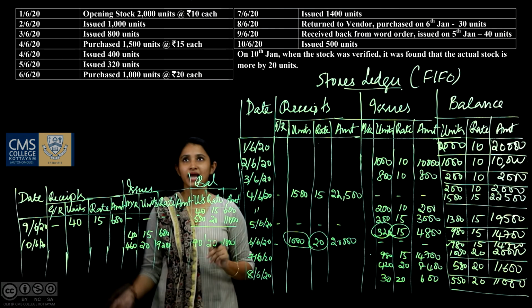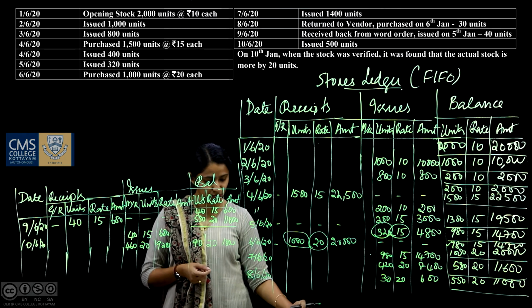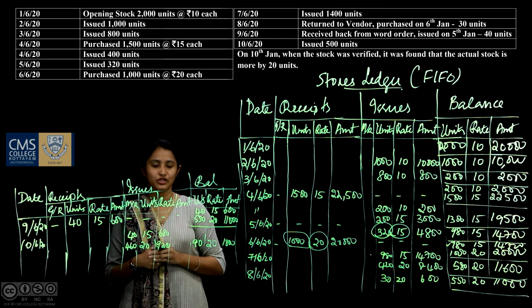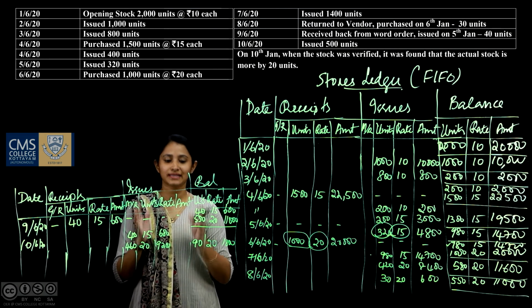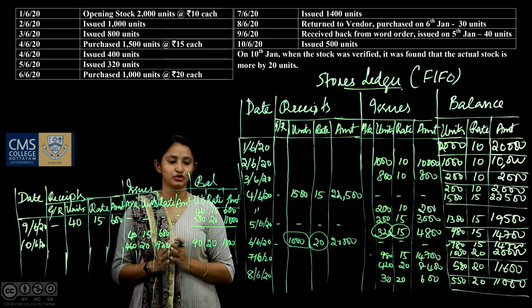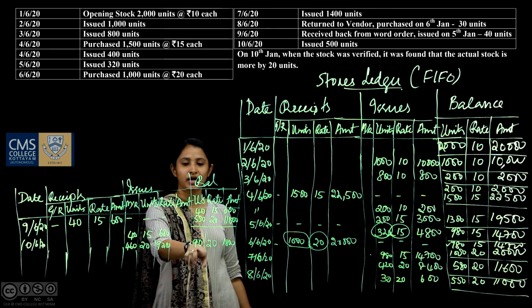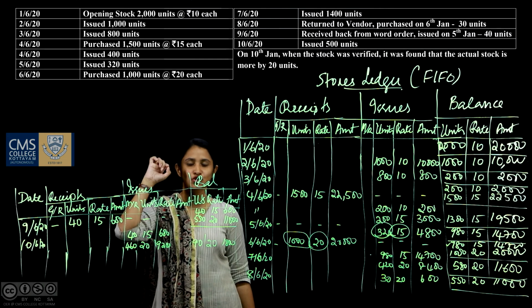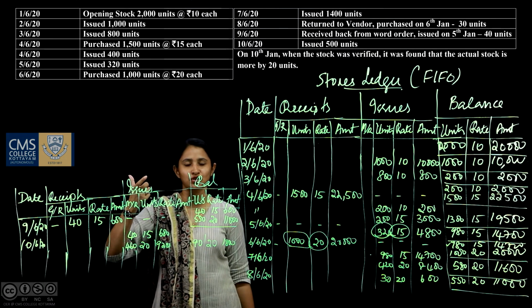And then in the last line, it is said that on 10th Jan, when the stock was verified, it was found that the actual stock was more by 20 units. So, on 10th Jan, the stock verifier comes into our stores and physically counts the number of units available, and he found that our balance is 90. But when he counted, he found that in stores there are 20 additional units lying there. That means we have a surplus stock.